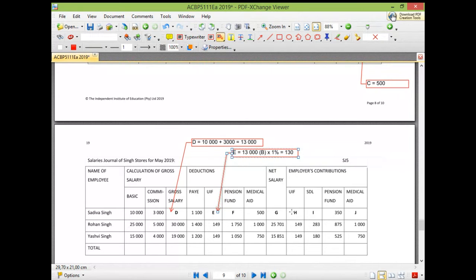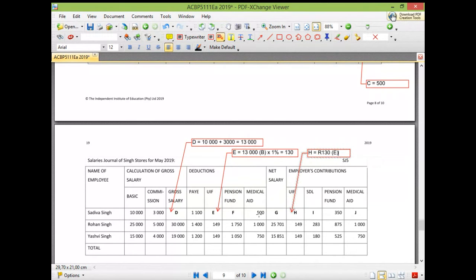If we look at the employer's contribution, H is the employer's contribution. H is equivalent to what E is, okay, which is the 130 Rand. So in terms of law, whatever the employee contributes, the employer will match them exactly the same. So whatever is under E will also be under H. Okay, so that you could also do simultaneously.